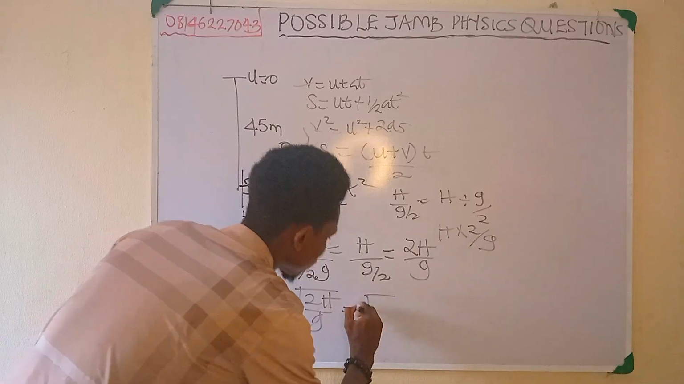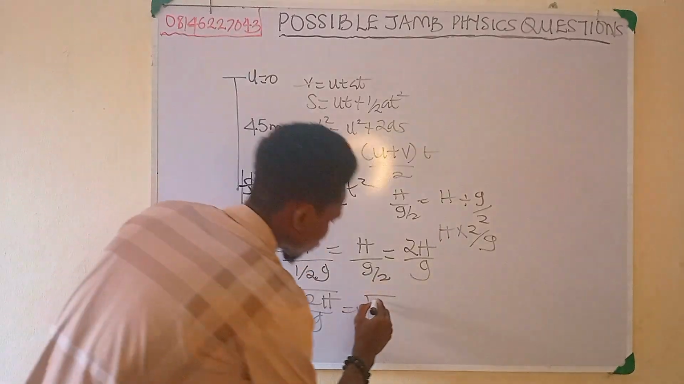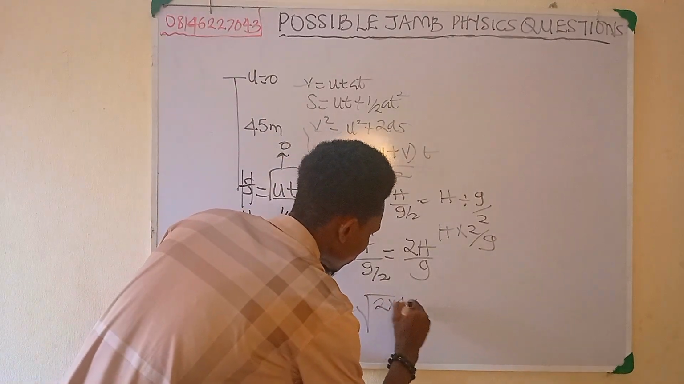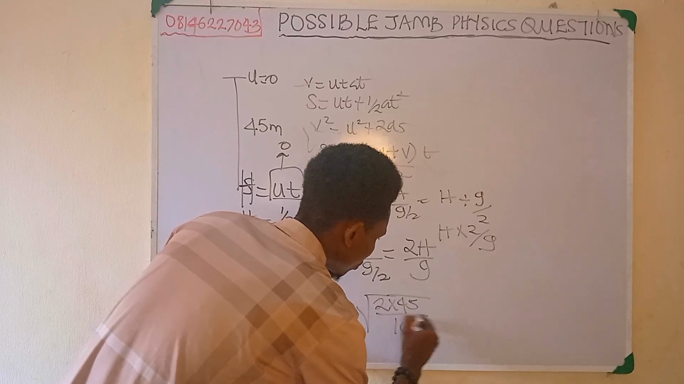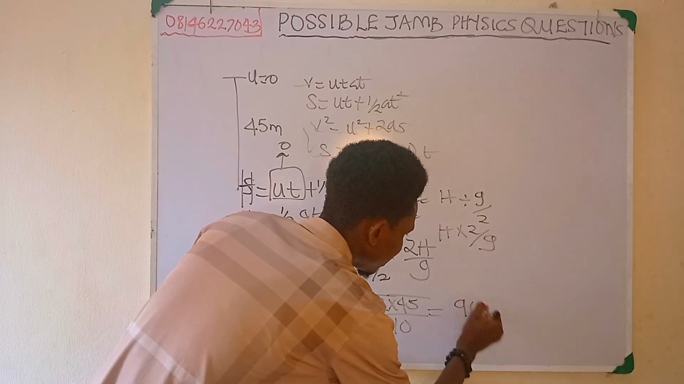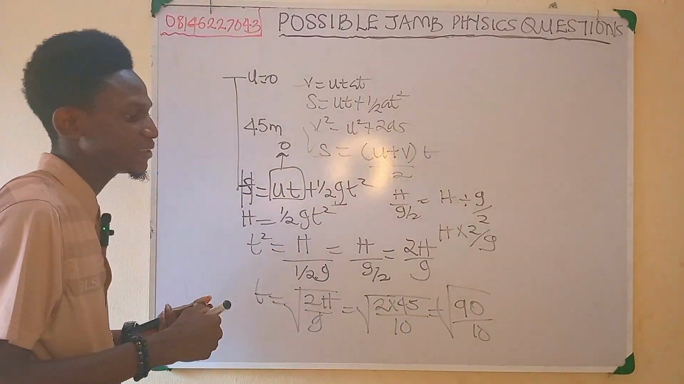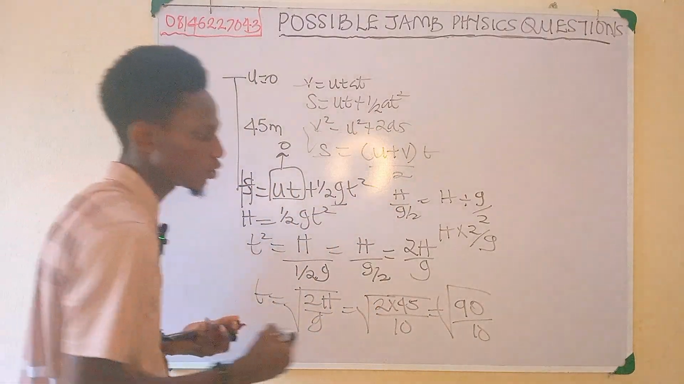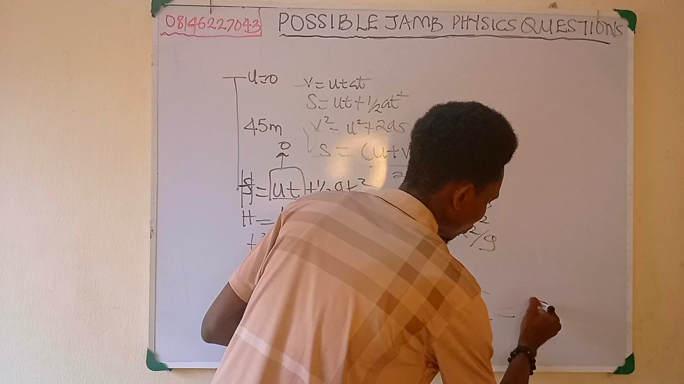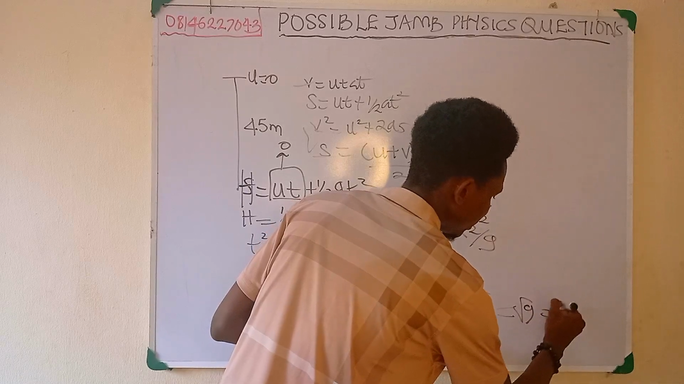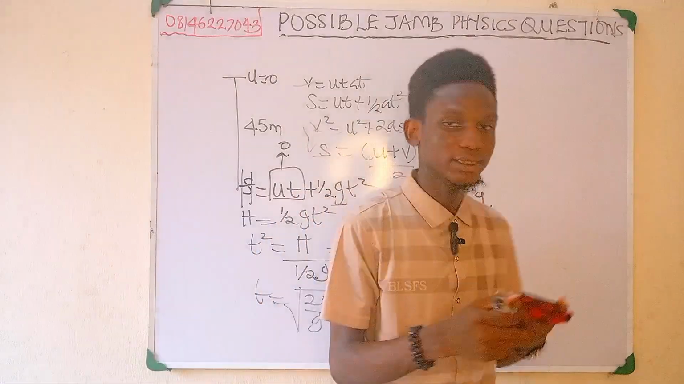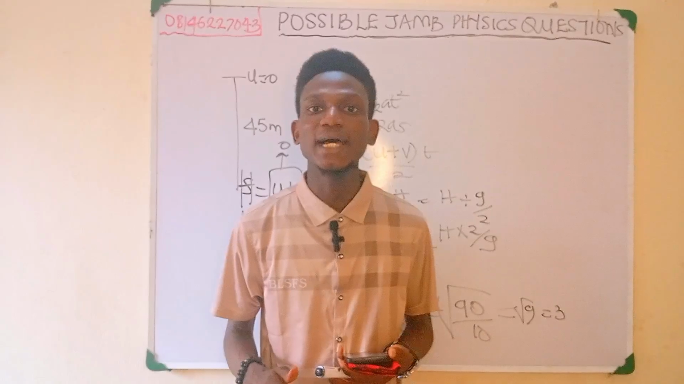So which gives us the square root of 2h over g. What is h? 45. 2 times 45 over 10. So we have 90 divided by 10, the square root. 90 divided by 10 is 9. And the square root of 9 will give you what? Class, the square root of 9 is 3. So that should be option C. So option C was correct in that question.